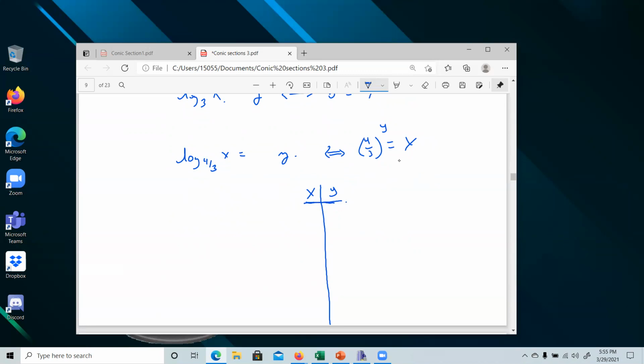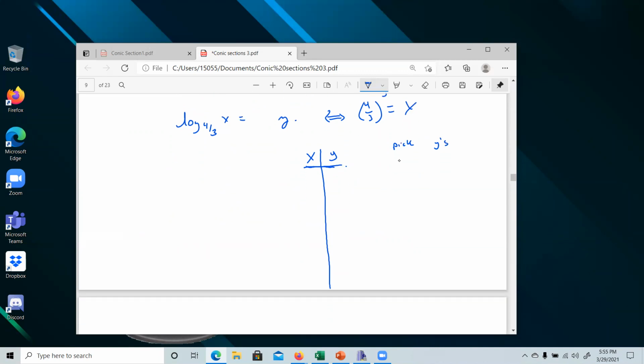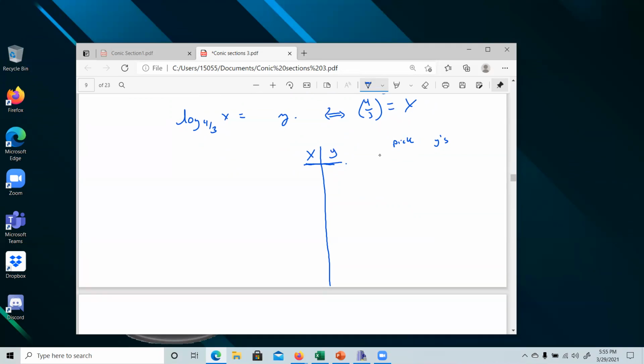So what we're going to do is pick y's so that this works. I still remember that formula. I'm like, you have to memorize this. I'm like, I am not memorizing a formula with two logs in it. It's not happening.